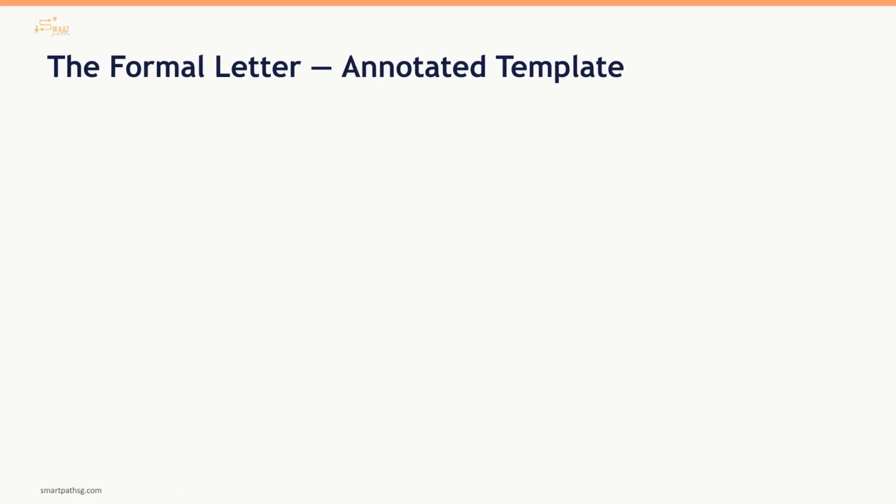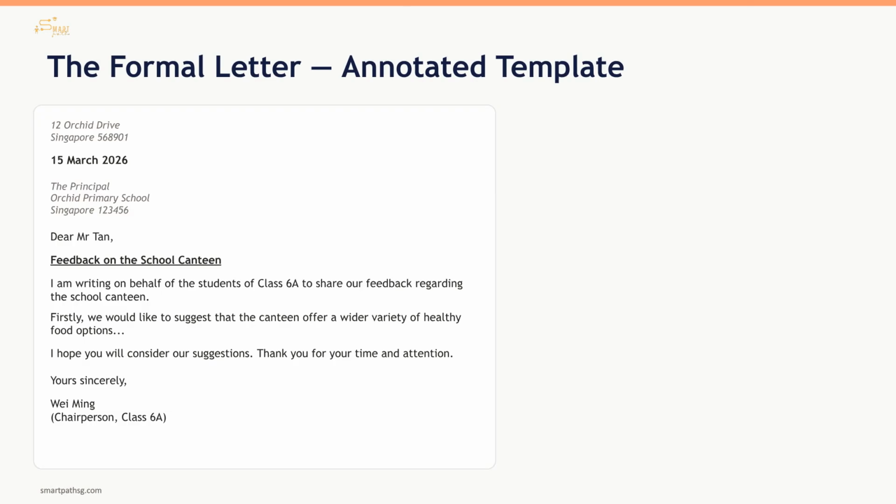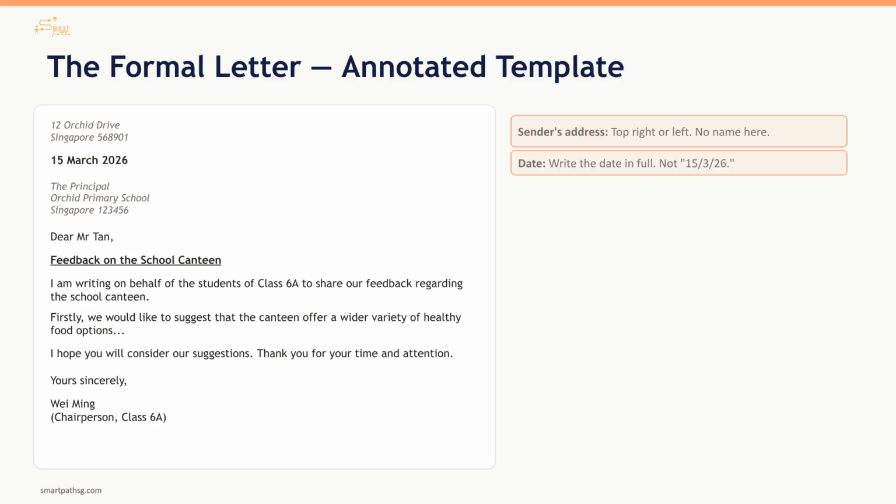Now let's go over a detailed, annotated template of a formal letter, showing you exactly where to place what required element to secure those format marks. Starting at the top is the sender's address. It's placed on the top right or left, and you do not write your name here. Directly below that is the date. Always write the date out in full, such as the 15th of March 2026. Next comes the recipient's title and address. This is who you are writing to, like the principal of Orchid Primary School.